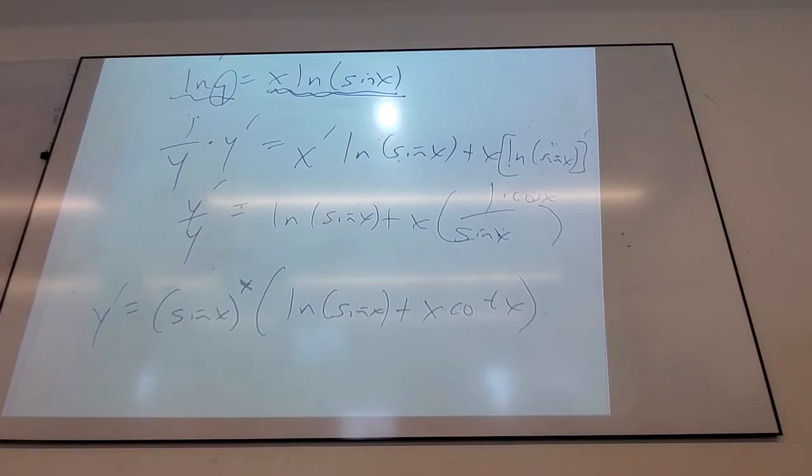But the fact that it has itself in it makes nothing but sense, because everything to an x has itself in it. e to the x is the best. Such a good guy, right? Derivative of e to the x is e to the x.